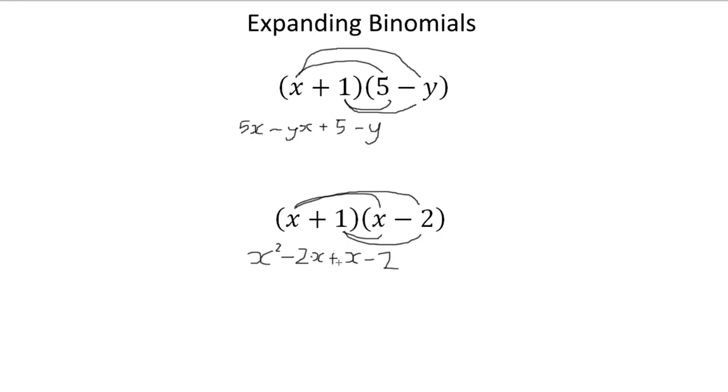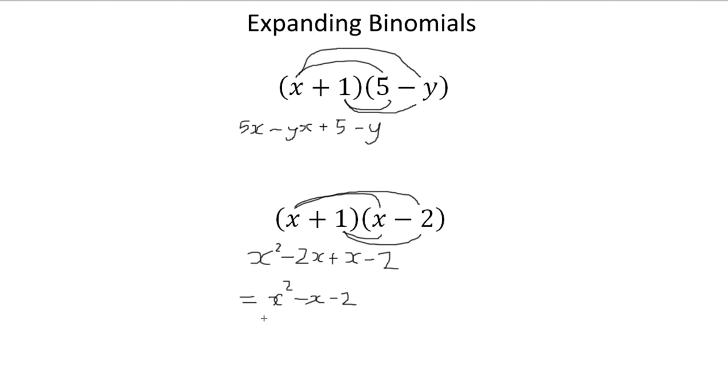And now we just simply simplify the middle bit there. So we've got x squared, and then minus 2x plus x is just minus x, and then minus 2. And that is our answer. That is what we get from expanding this out and simplifying after.